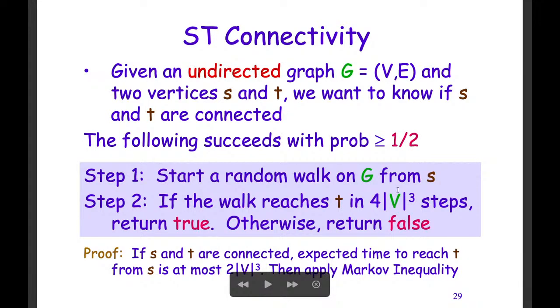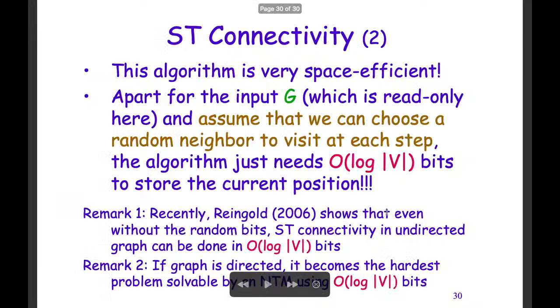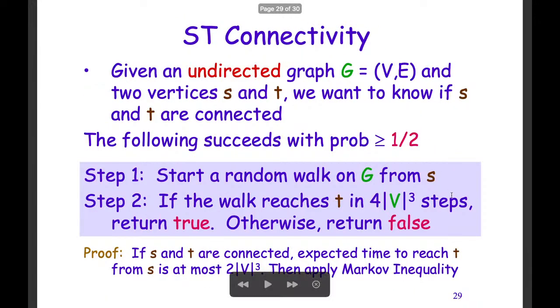But we can be a little bit clever. Okay, so the clever part here is, if we are going to, like 4, we will have 1 over 2. If we change this to 8, we can think of this as 2 batches of 4v cubed. So in that case, the chance that we are not succeeding will be less than 1 over 4. So the succeeding probability will be 3 over 4.